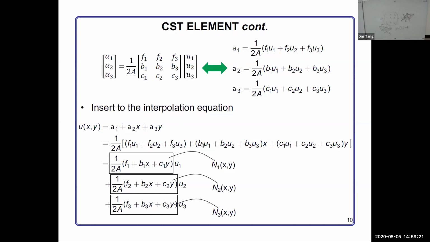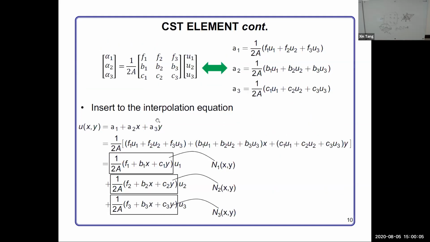You have the U inside: U1, U2, U3. Extract U1, extract U2, extract U3, then you have the X functions inside. Each term in front of the individual U, the individual X direction displacement, we can write as the N function. N1(x, y) stands for the combination of terms in this box, okay? Same thing for N2: N2 equals all the terms associated with U2. N3 is all the terms associated with U3.